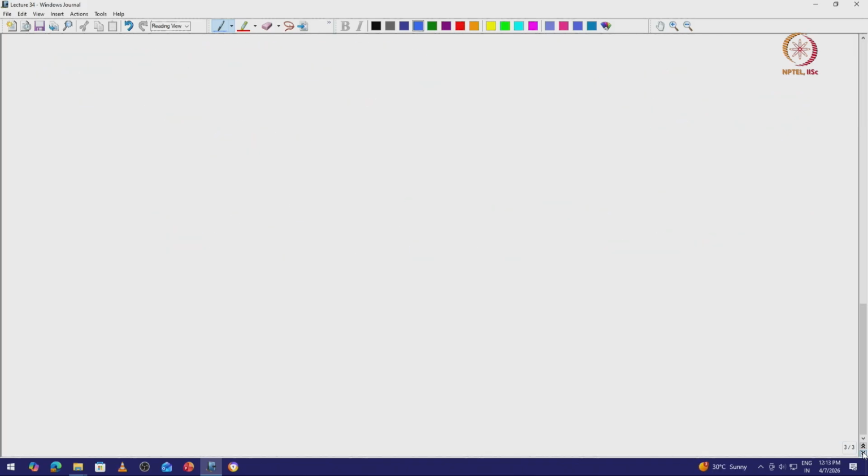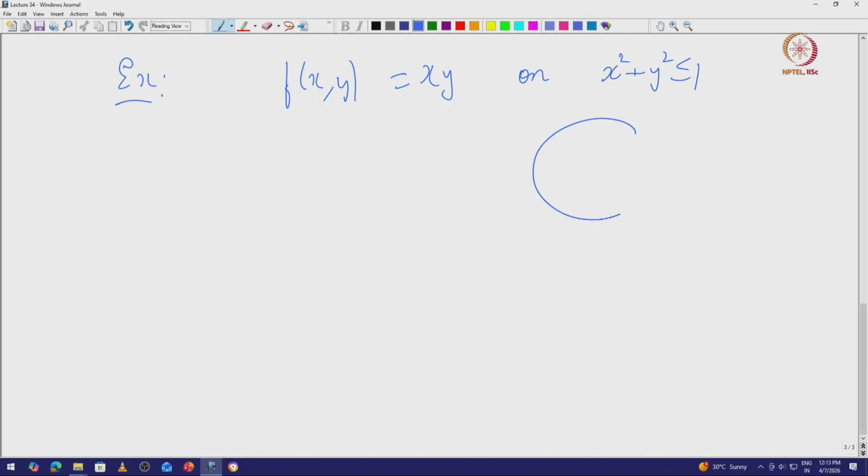So, example: f of x, y is xy on x square plus y square less than or equal to 1. Okay, so this is the u bar and this is u, if you will. So this domain is compact.